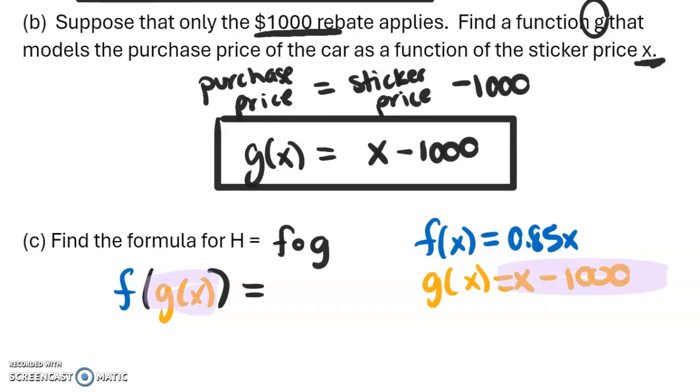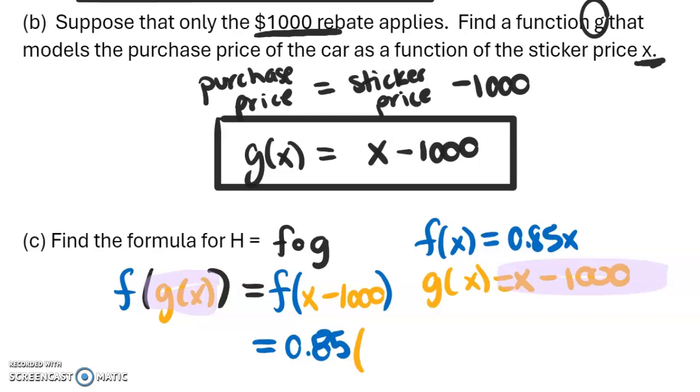So I'm going to say this is equal to F, where my input is X minus 1,000. And so I'm going to plug this X minus 1,000 into my function F. So in place of X, I'm going to put X minus 1,000.